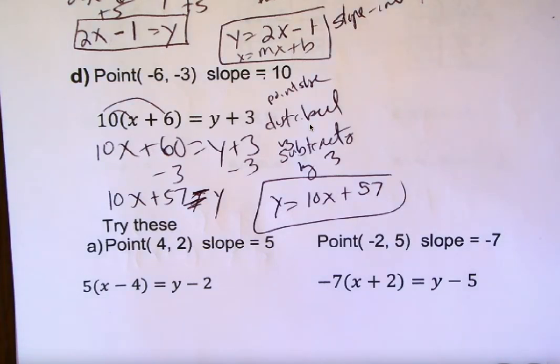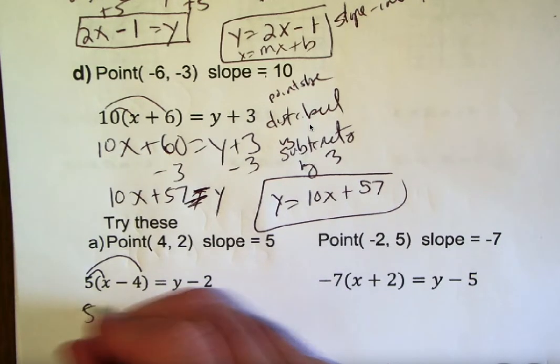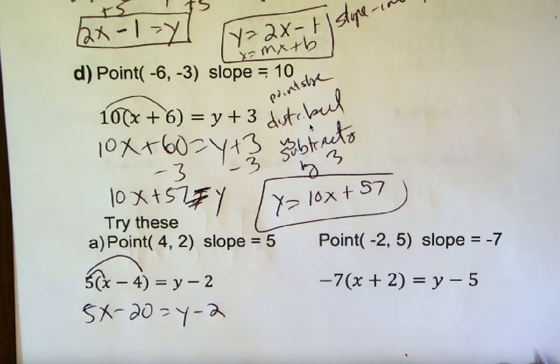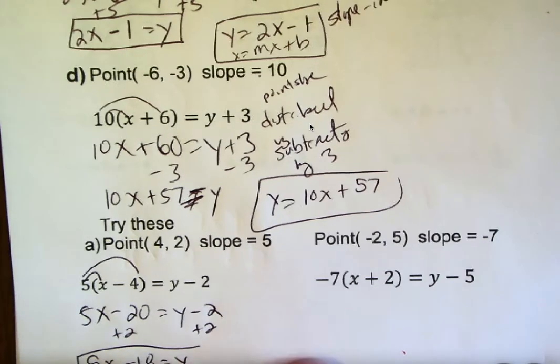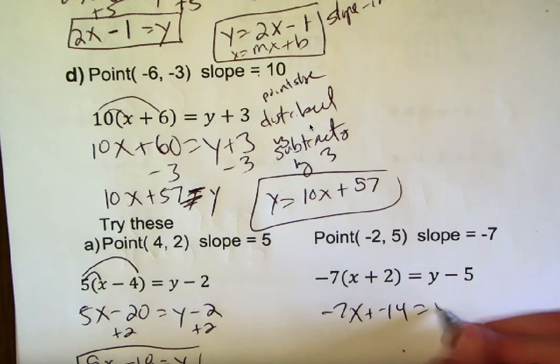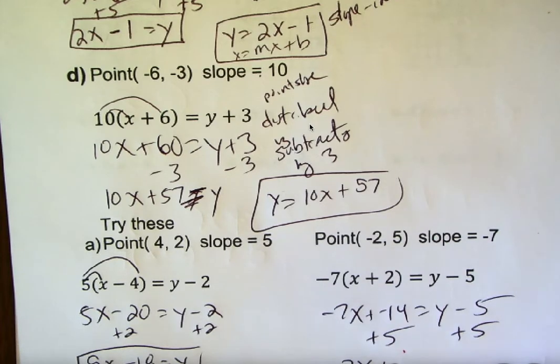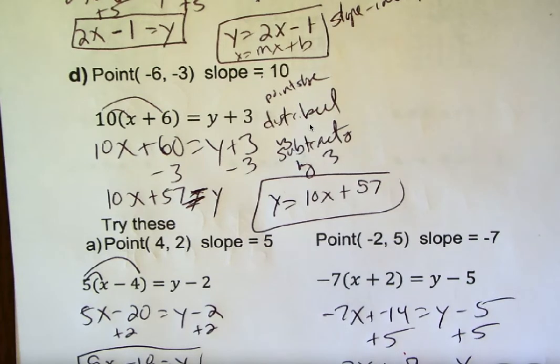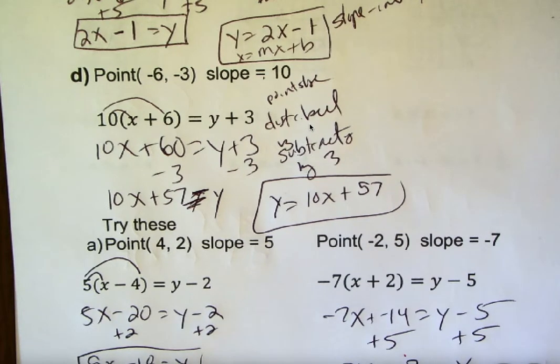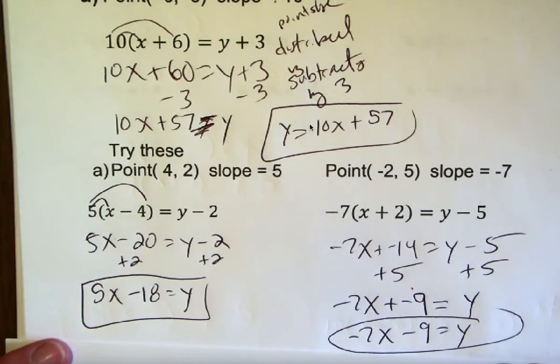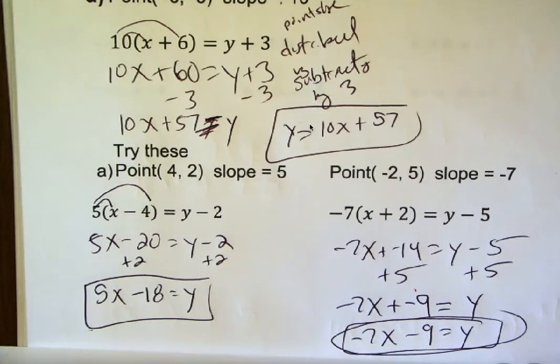So, kind of learning 2 things today: point slope and turning it into slope intercept. So, take a moment. I already wrote down the linear equations in point slope. Turn them into slope intercept. Be a great chance to pause here. Try it on your own. I'm going to keep going. Sorry, there we go. 5x minus 18 equals y, and negative 5x minus 9 equals y.